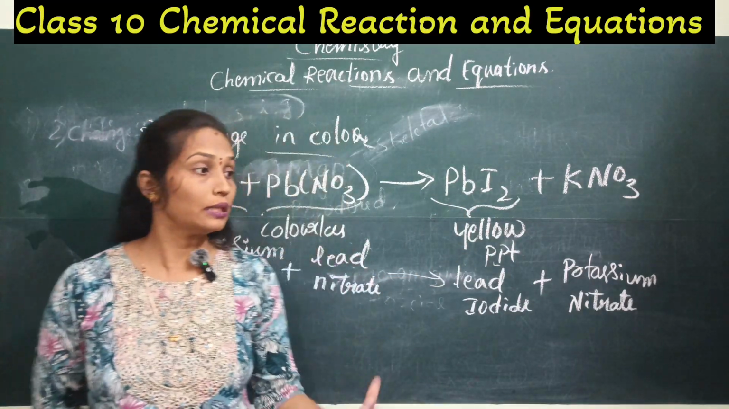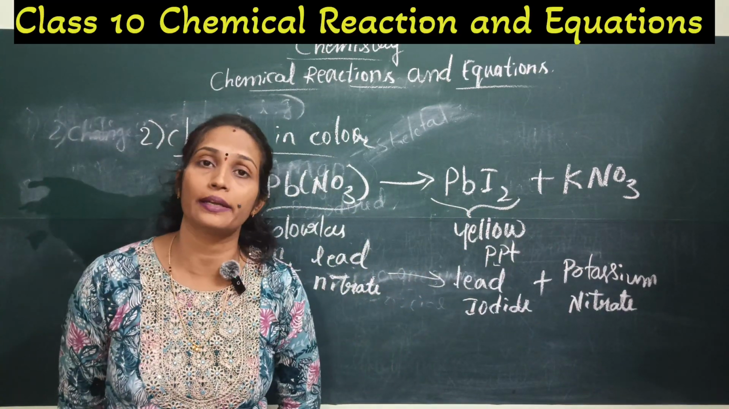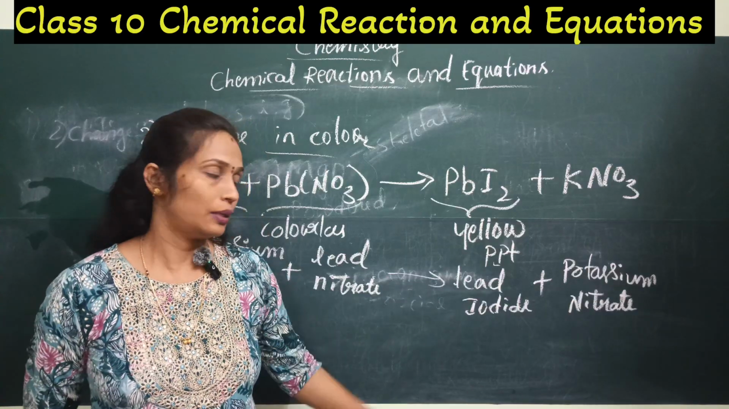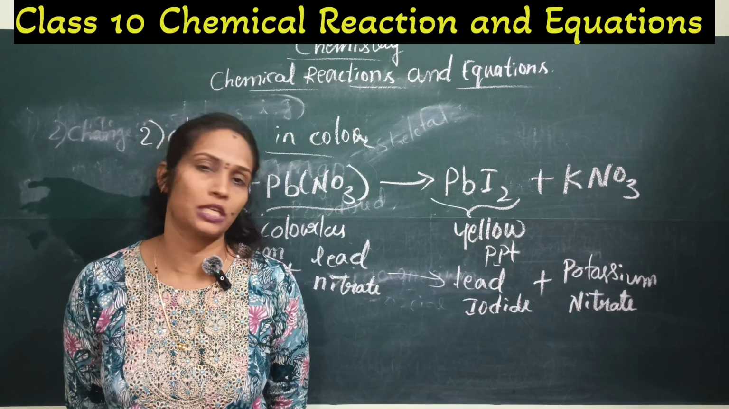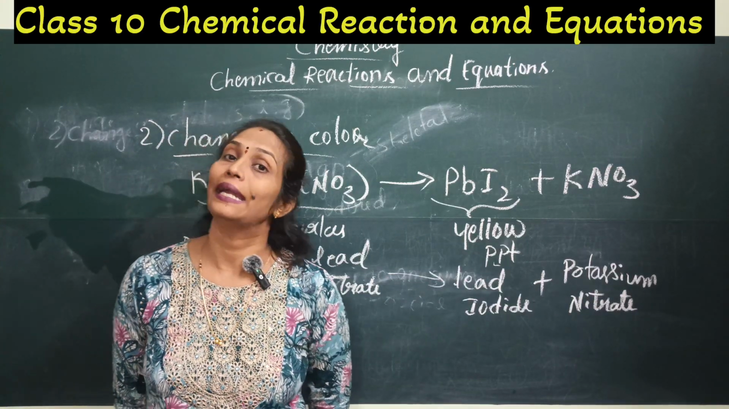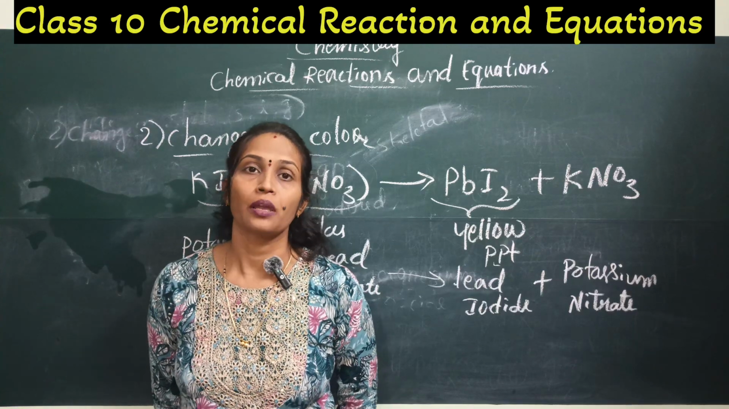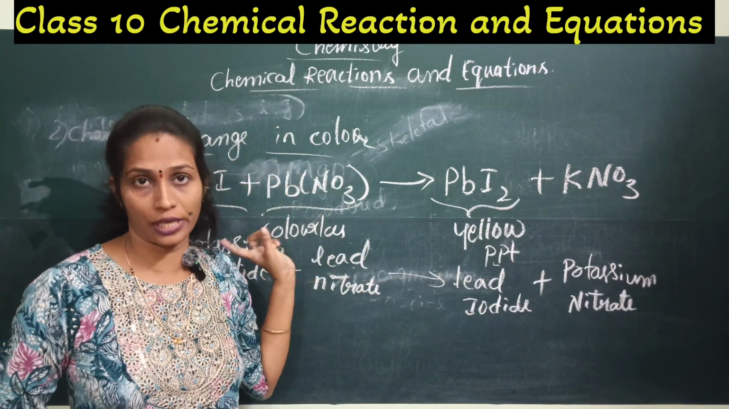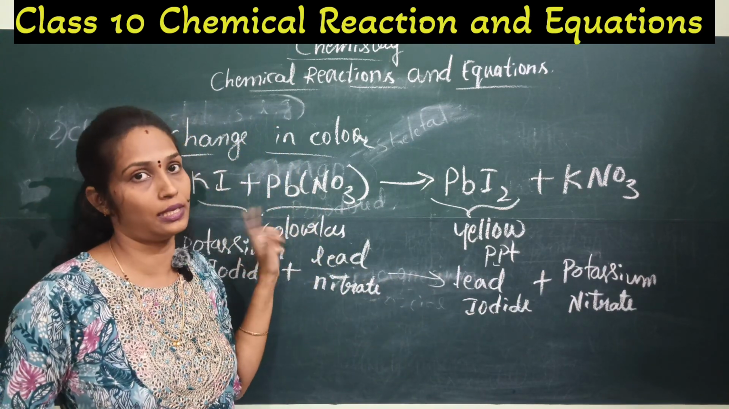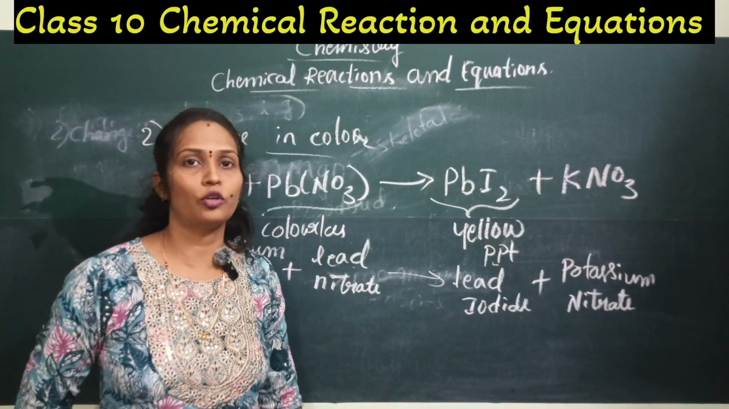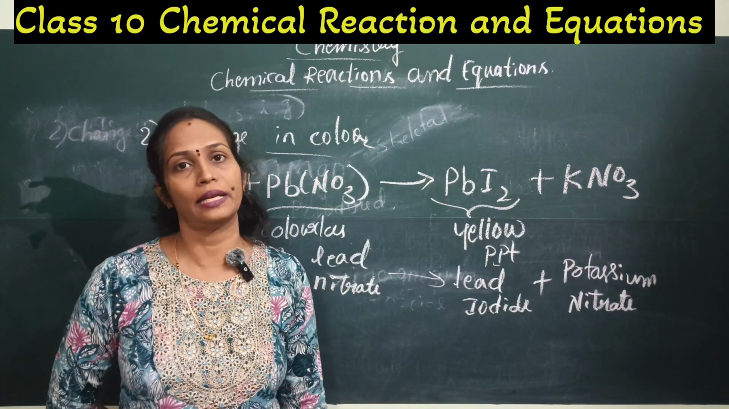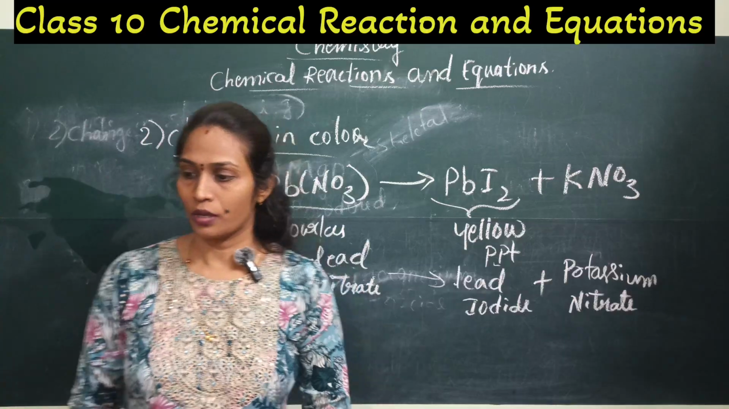This is a very dazzling and insoluble solid. We call it an insoluble solid. That precipitate is going to get formed. Such types of reactions are called double displacement reactions, where the ions get exchanged between these two colorless substances. You will learn about double displacement and all the types of reactions.